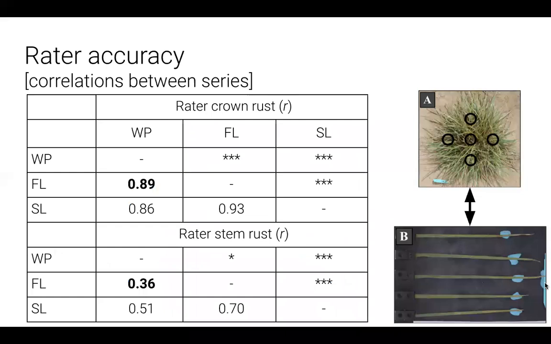And then rater accuracy between the series, if you look at the bold numbers here, the top bold number, rater scores between 5-leaf and whole plants were very high. This indicates that we had a high level of accuracy. And then for 5-leaf, the whole plant series for stem rust were quite a bit lower, meaning a little bit lower accuracy.